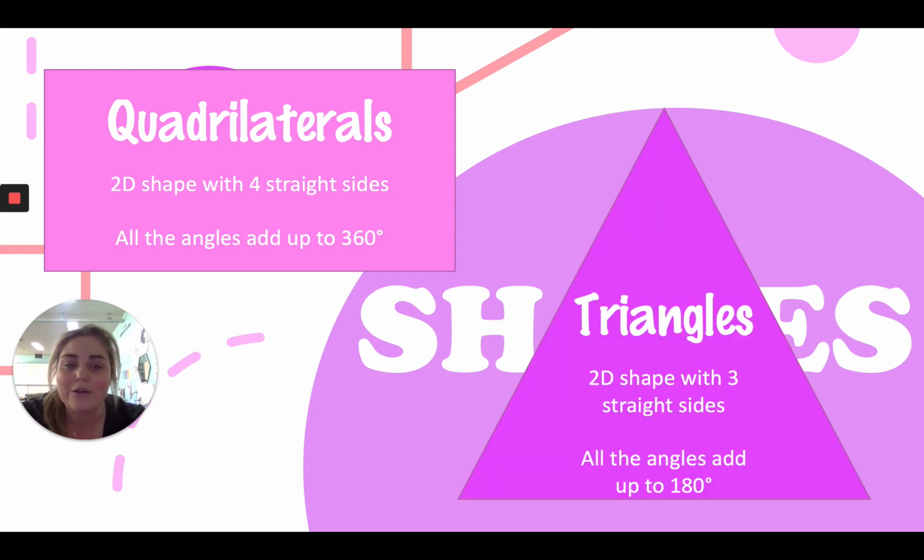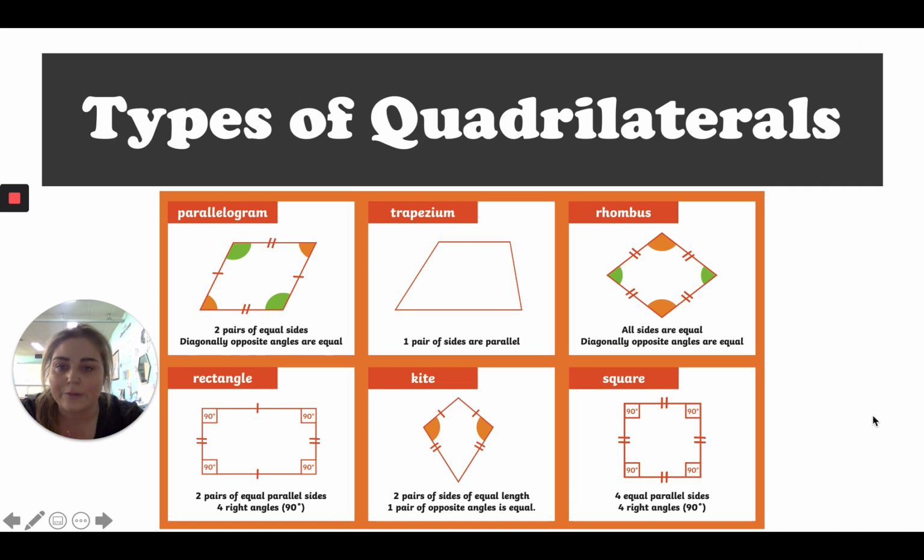We are also going to look at triangles, and triangles are 3-sided 2D shapes, and they also have straight sides. All the angles in a triangle add up to 180 degrees. So they work out to be half the amount of what a quadrilateral has. So, what types of quadrilaterals are there?